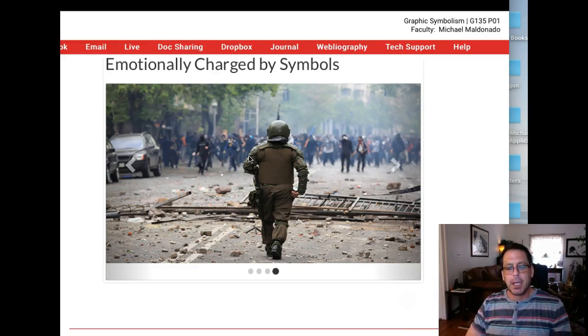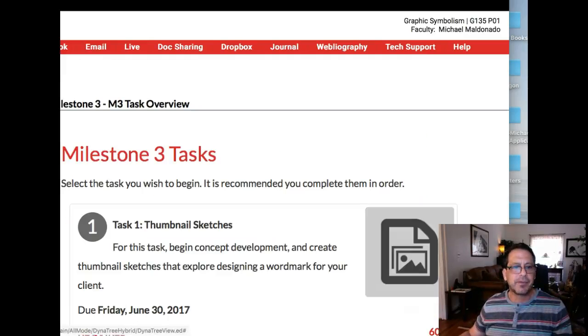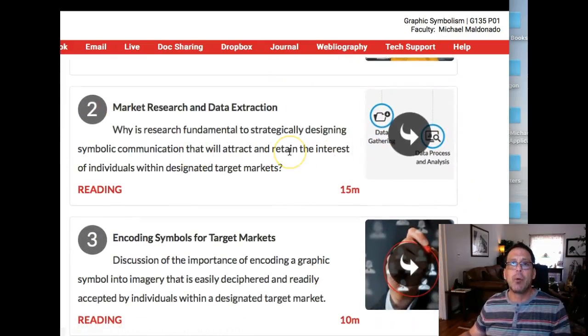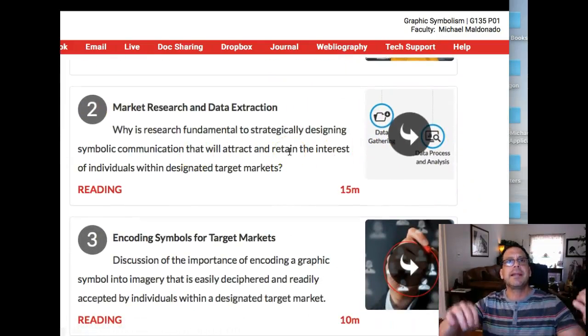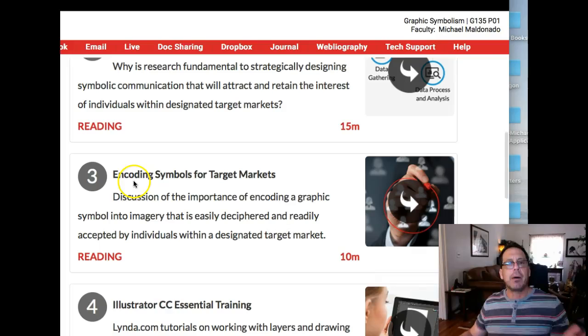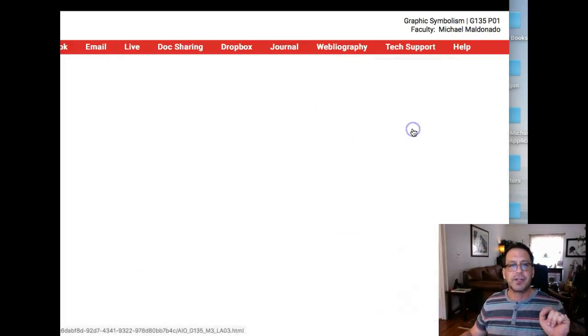Okay. So let me keep going here, and let's go back to the learning activities. Then we have market research and data extraction. Read that. It's very important how we research the market and how we take that research and pull out the important parts we can use in developing symbols and a visual language with which we can represent our client. Now we move on to encoding symbols for target markets. And again, a very important presentation.